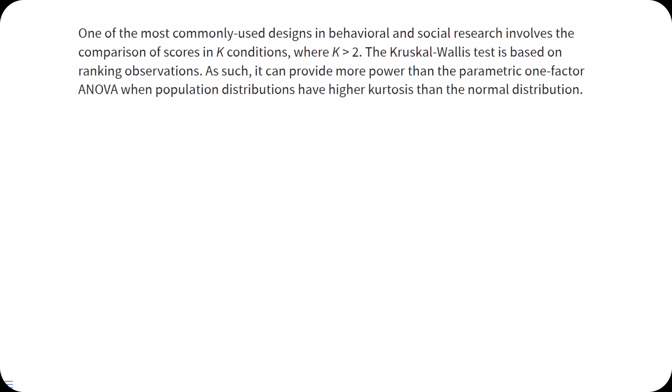The Kruskal-Wallis test is based on ranking observations. As such, it can provide more power than the parametric one-factor ANOVA when population distributions have higher kurtosis than the normal distribution. And just as importantly, if not more so, it can contain the type 1 error rate when we do not have a normal distribution. The required package to follow along is the R package coin.